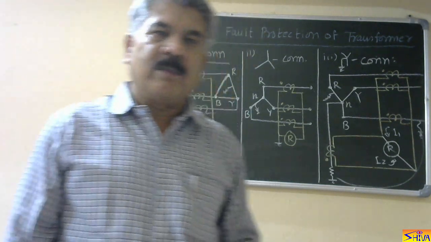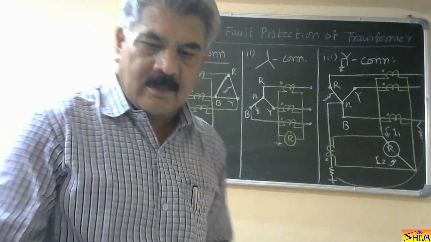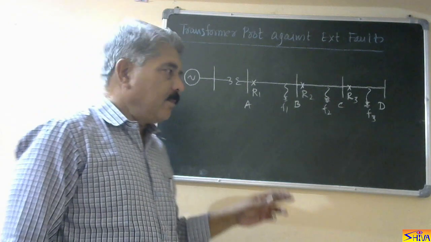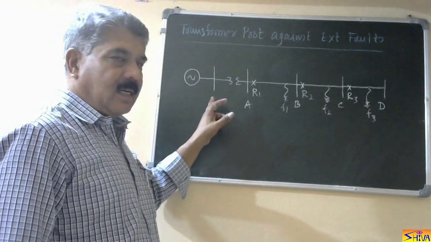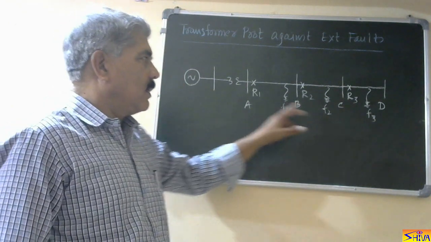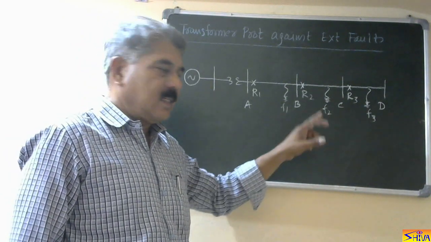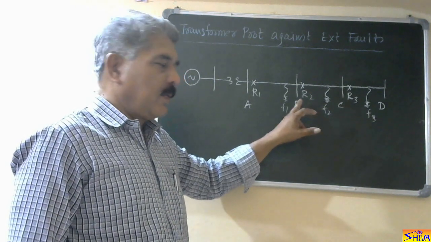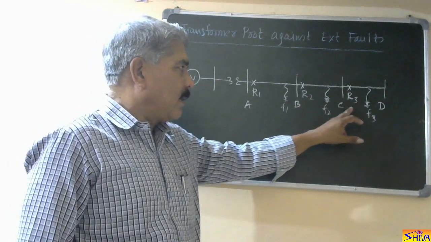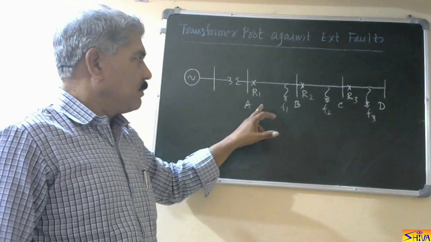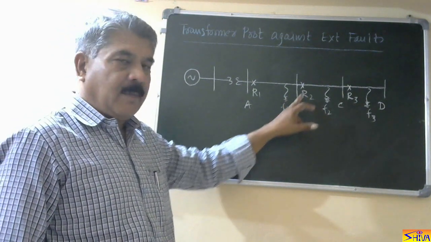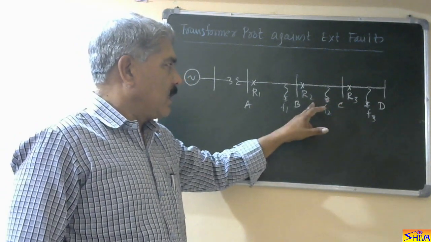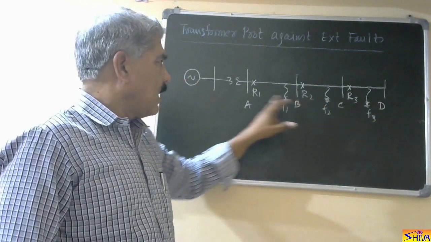Next is protection of the transformer against external faults. Now consider this system: generator, transformer, and 3 line sections AB, BC and CD. R3 is protecting section CD. R2 is providing primary protection to section BC and backup to relay R3. R1 is providing primary protection to section AB and backup to R2. Now if fault F3 occurs and R3 fails, R2 will trip. If fault F2 occurs and R2 fails, R1 will trip.